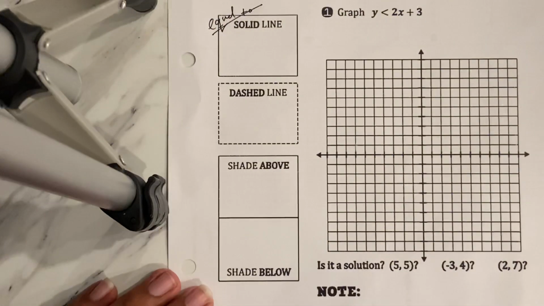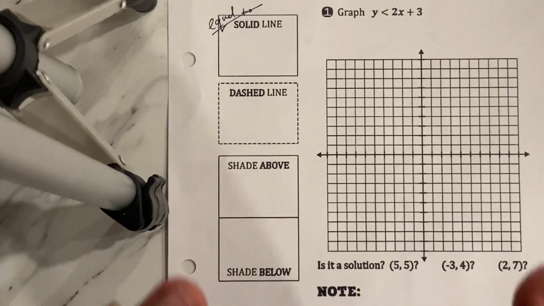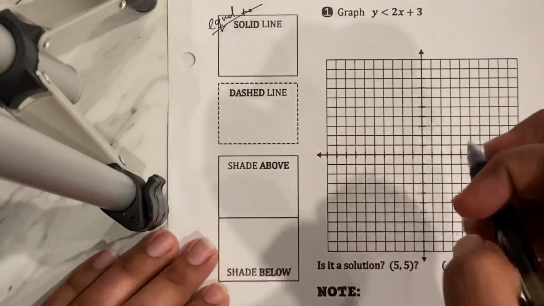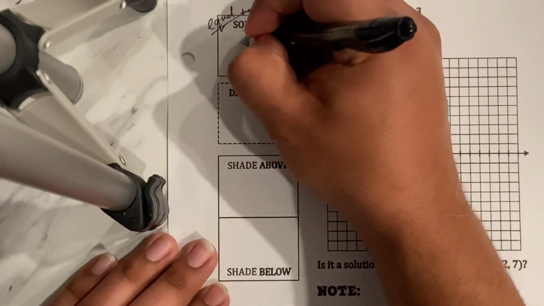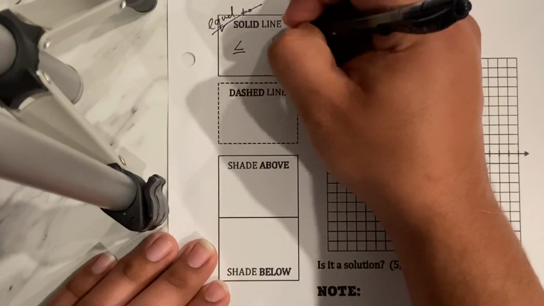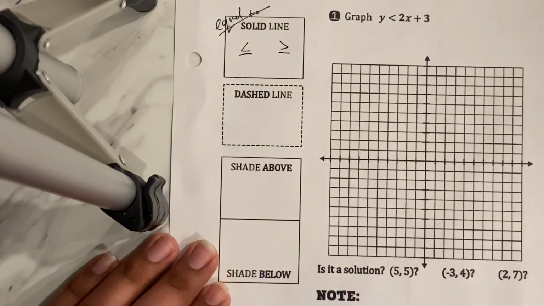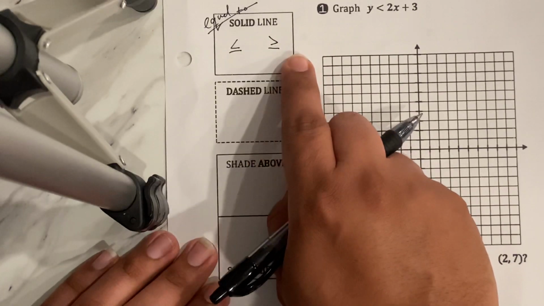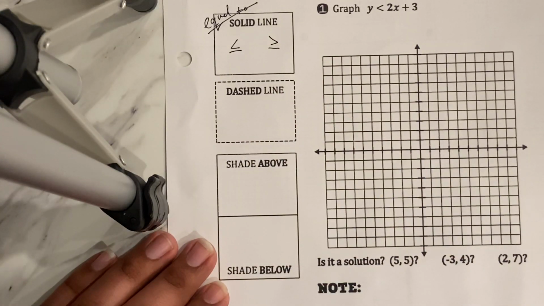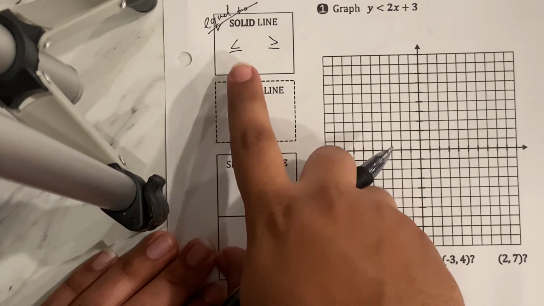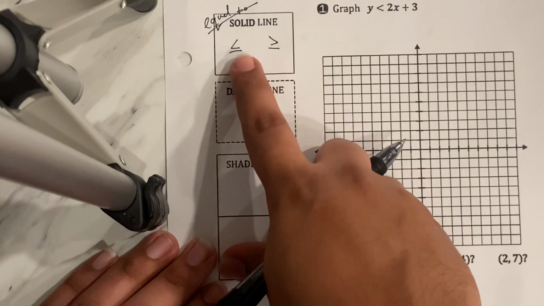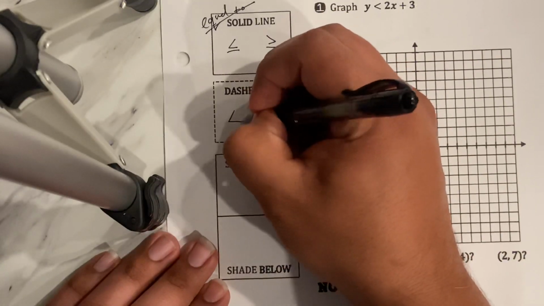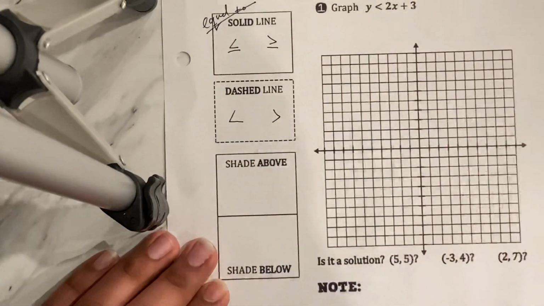We have four symbols, and two of them have our little equal to sign underneath, which is our less than or equal to and our greater than or equal to. So really consider that these are solid lines because of the equal to. Our dashed line is the same symbols without the equal to. So for dashed, all I'm going to say is less than, greater than.